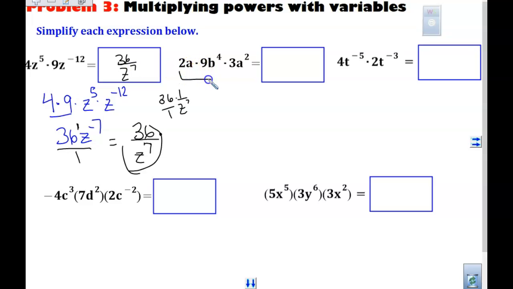So what we're going to do as we start this next one, we want to rearrange and put all of our numbers. So Brad, if I'm putting all my numbers, I'm going to go with what? 2 times 9 times 3. None of those are to a power, right? That's 2 to the first, 9 to the first. 2 times 9 times 3. I'm going to multiply those.